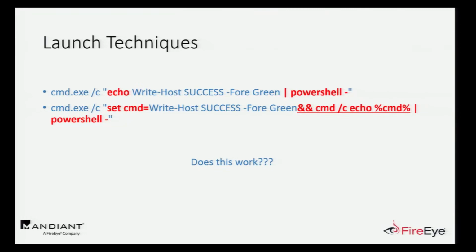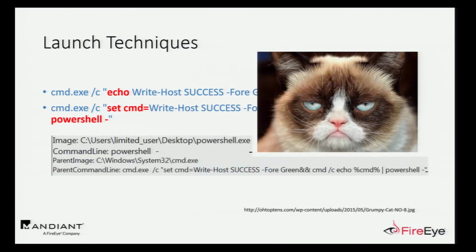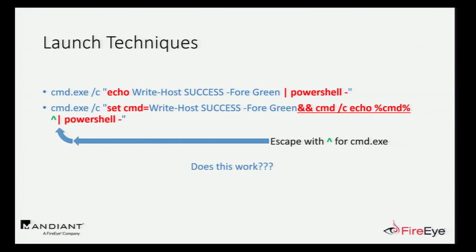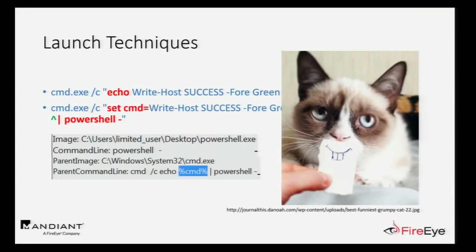Well, this works, but when I looked at it, the arguments still show up in the parent process. So I went back, and this is where the fun comes in, where you have to start doing layered escaping. If we escape that pipe for the first command, it's then not escaped for the second command, so it's only applied to the second command. And when you do that, the arguments aren't in PowerShell or the parent process. They're in the grandparent process.